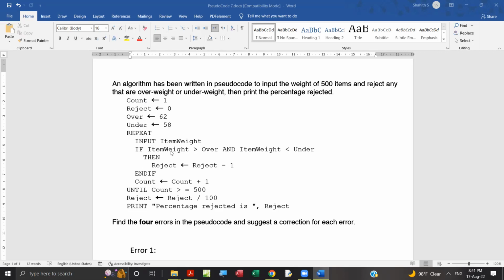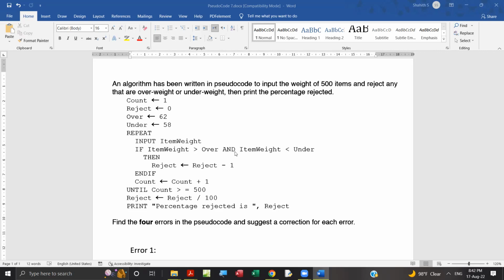Okay. If item weight greater than over, it's right. Then here AND is used: item weight less than under. So item weight greater than over is okay, and item weight less than under is fine. But this is not AND. Actually, this should be OR. AND is not possible here. A single weight cannot be more than 62 and less than 58 at the same time. It's not possible. So we need to use OR, either its weight is greater than over or less than under. Both conditions are not possible at the same time. Understand? So we need to use OR.